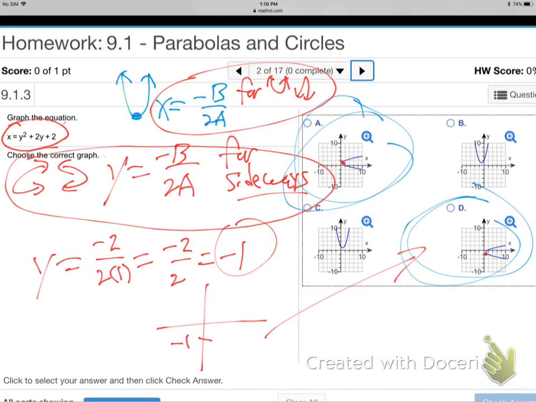So I look at this and I go, okay, x is y squared, sideways, and for sideways, it's y equals negative b over 2a instead of x. So then I go, okay, y equals, and I calculate, y is negative 1. So what's y negative 1? That means down. That means the center of the U shape is down below. We all good?